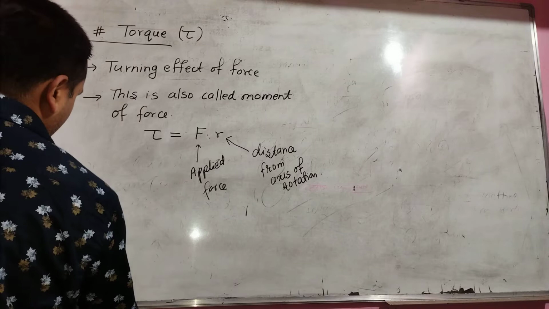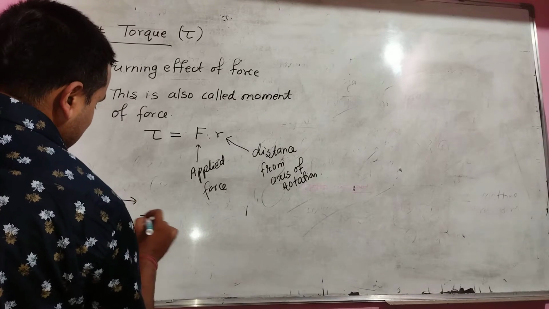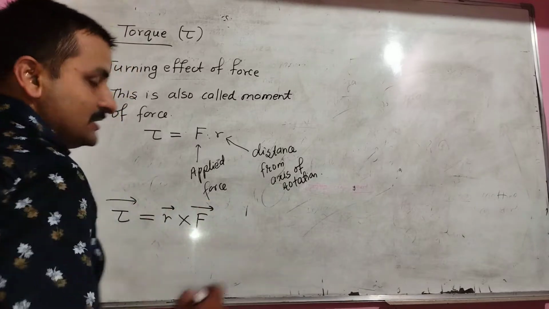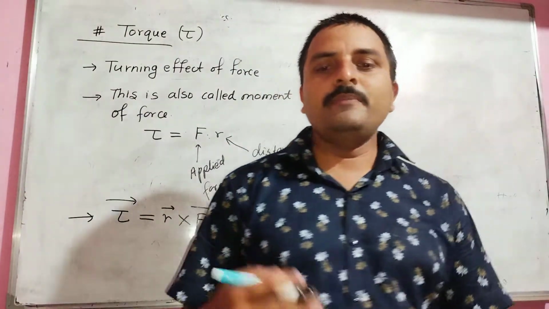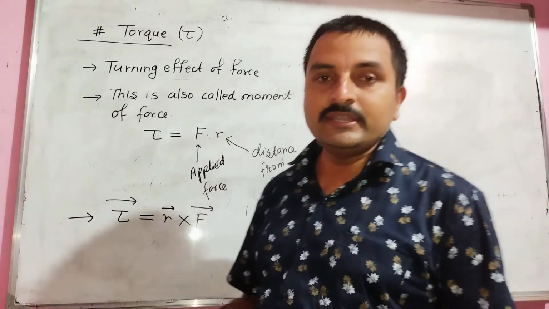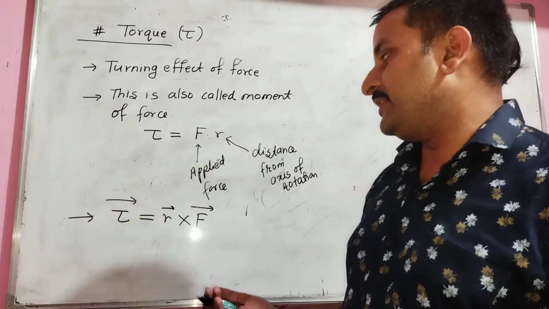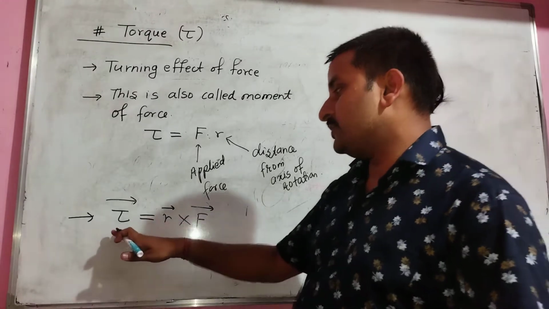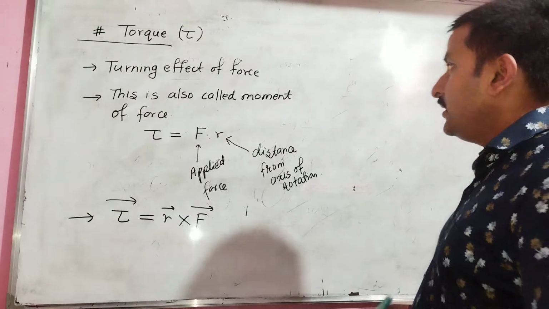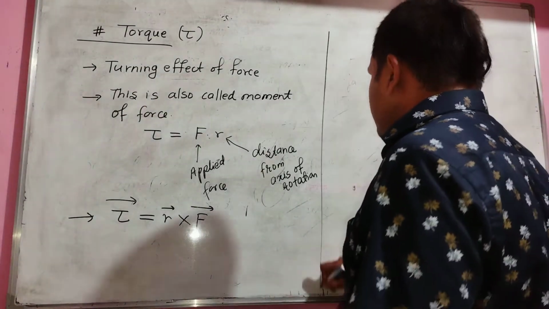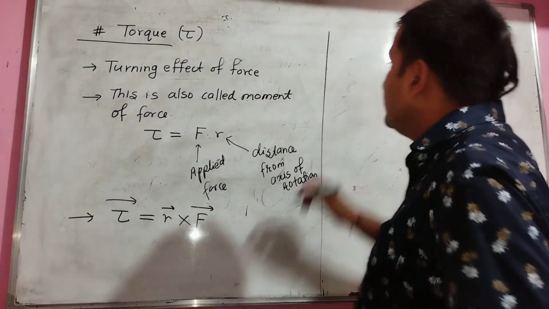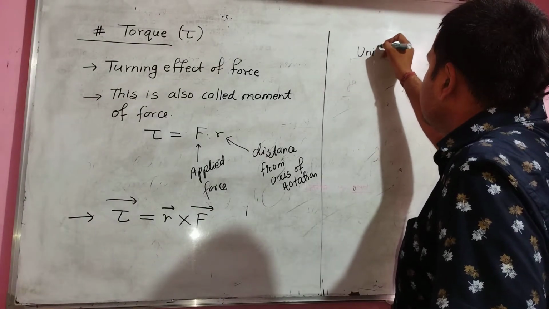In vector form, it is written as tau is equal to r cross F. Sometimes you may be asked in the examination whether torque is a scalar quantity or a vector quantity. In such cases, we write torque tau is equal to r cross F. So this is the definition of torque, and we should also know about the unit.